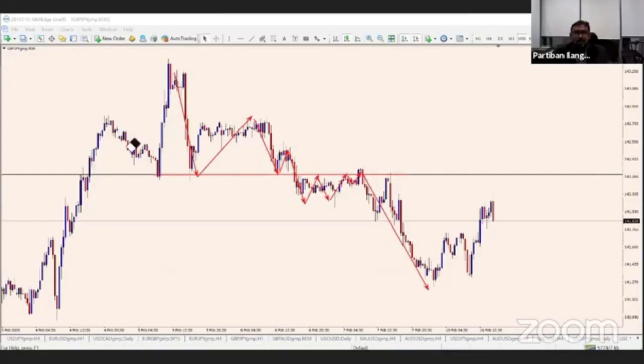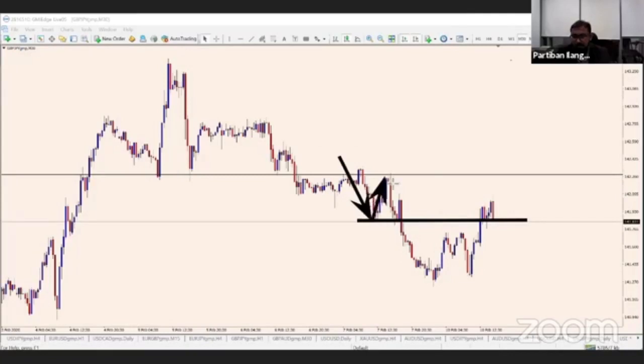Now, since you guys are watching this, look at this. Market tried to penetrate, failed, penetrated, retesting. So it will drop. So it's already a good opportunity for you guys to see. Now, any questions, guys, so far?